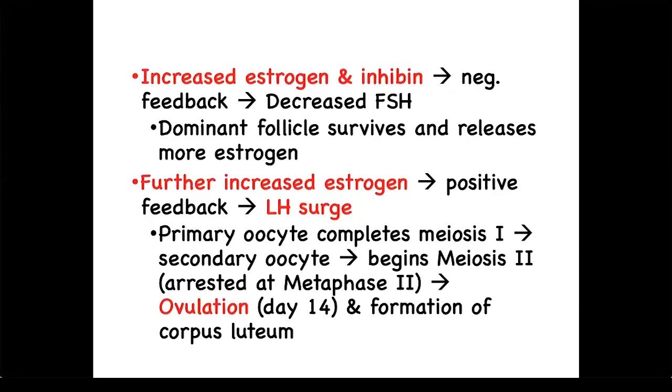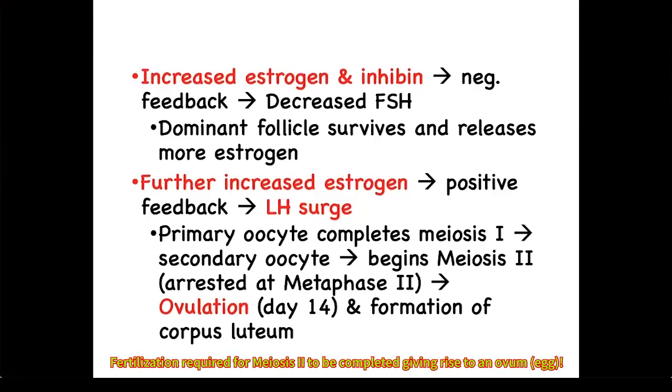The secondary oocyte begins meiosis 2, but stops in meiosis 2. It is not completed. During ovulation, the secondary oocyte arrested in meiosis 2, the zona pellucida and the corona radiata are released from the vesicular follicle. What remains of the vesicular follicle becomes the corpus luteum. Keep in mind that it is a surge in LH that triggers the primary oocyte to complete meiosis 1 and begin meiosis 2, as well as ovulation.